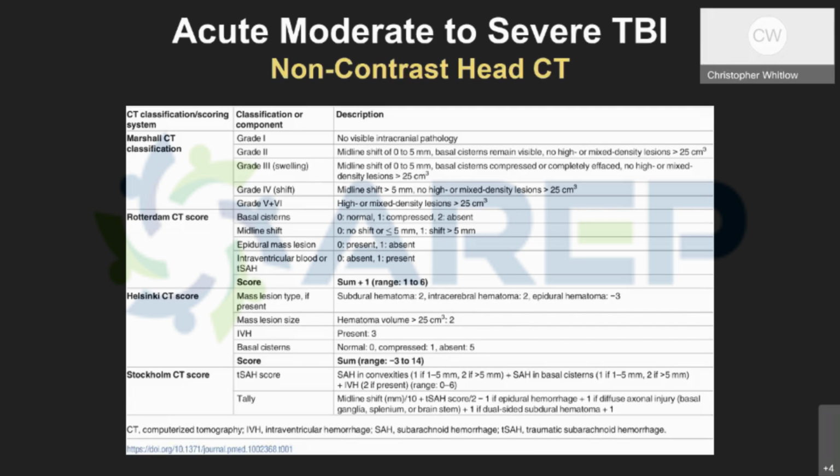The Rotterdam score was modified from the Marshall score, and it's based only on the combination of non-contrast CT findings like presence of subarachnoid or intraventricular hemorrhage, effacement of basilar cisterns, midline shift of greater than 5 millimeters, presence of subdural hemorrhage, and absence of epidural hemorrhage. And this score aims to predict 6-month mortality based on these findings and has been well standardized and validated to do this.